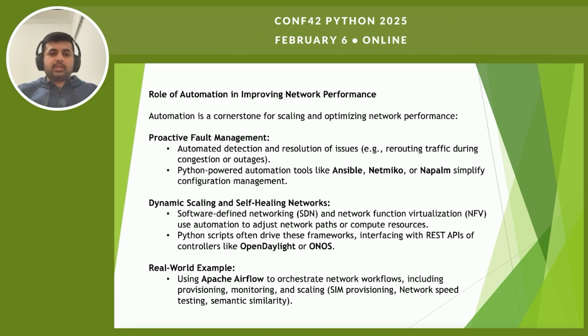So the role of automation in improving network performance, right? Automation is one of the cornerstones for scaling and optimizing network performance. It can do proactive fault management, where it can detect any issues with the network and reroute the traffic around devices with congestion and outages. You can have automated scripts run on the network and resolve that issue. And there are several Python-powered automation tools. Python has played a big role previously and plays a big role right now within networks to proactively fault manage them. So you can use Ansible, Netmiko, NAPALM. These are all packages within Python, powered by Python.